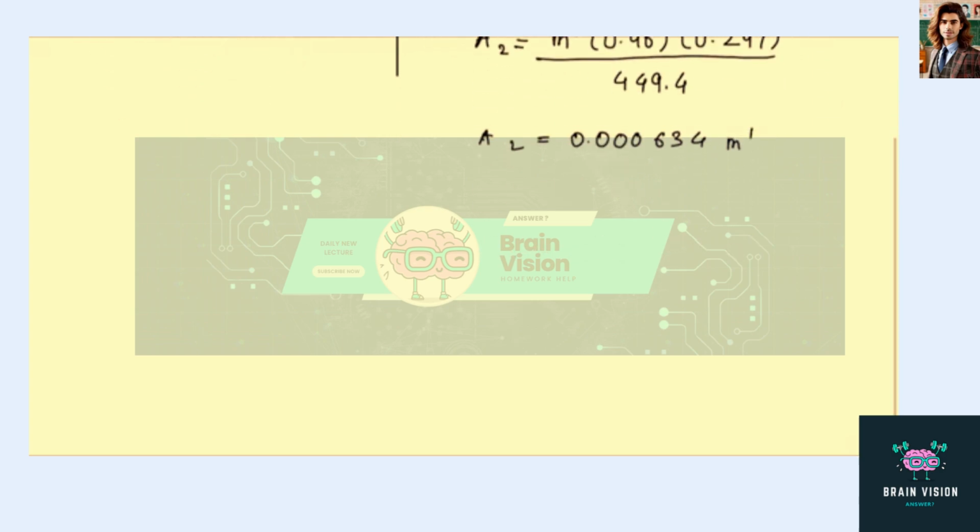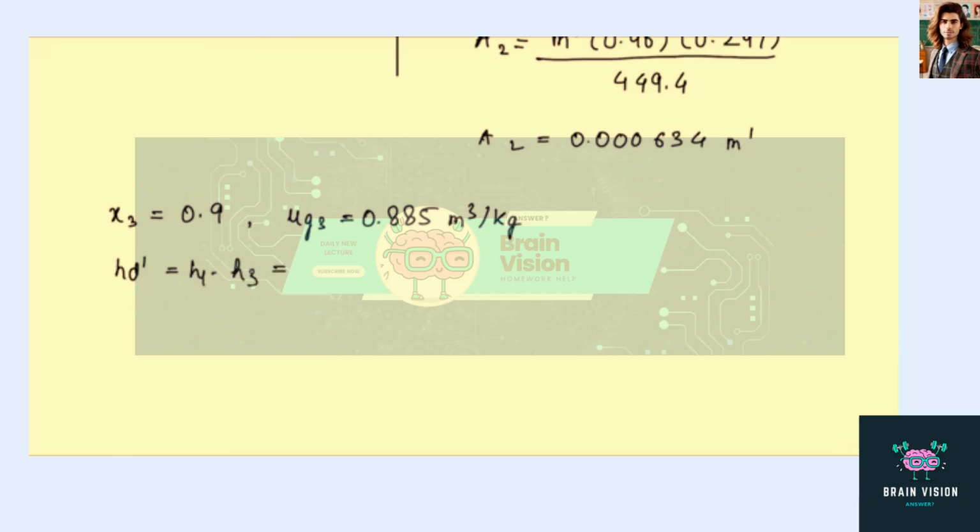Now here when we proceed further, we can write down X3 to be equal to 0.9, UG3 to be equal to 0.885 meter cube per kg at 2 bars. HD dash is equal to H1 minus H3, that is equal to 2780 minus 2480, that is equal to 300 kilojoule per kg.